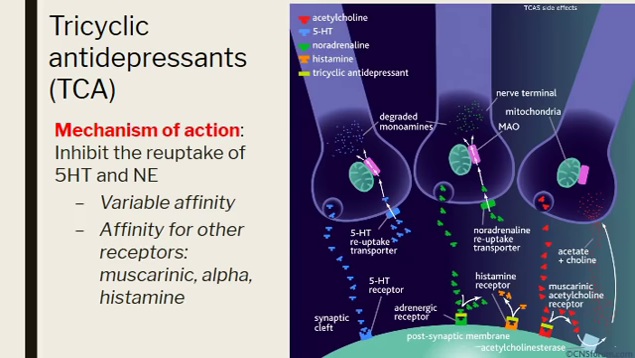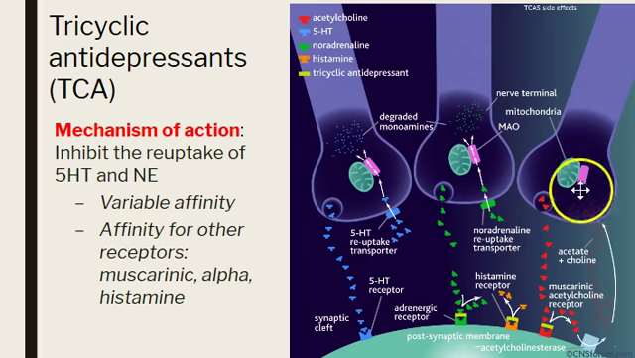The tricyclic antidepressants and others in this category have a variable mechanism of action. All of them inhibit the reuptake to some degree of either serotonin or norepinephrine or both. Their affinities are variable, but they also have affinities to other receptors. And here you can see them binding to acetylcholine specific adrenergic neurons. They can also bind to alpha-1 receptors as well as histamine receptors.